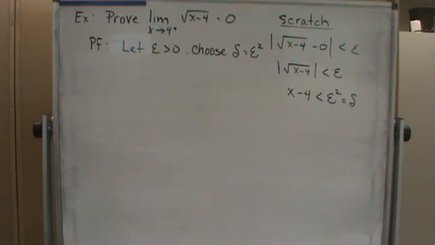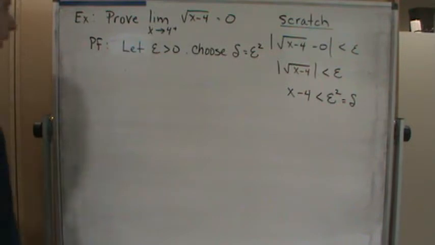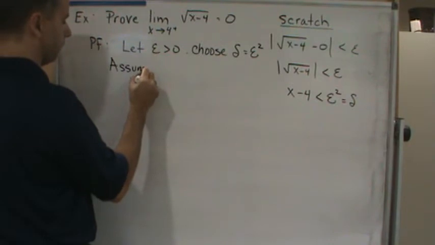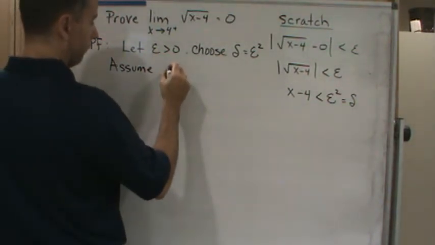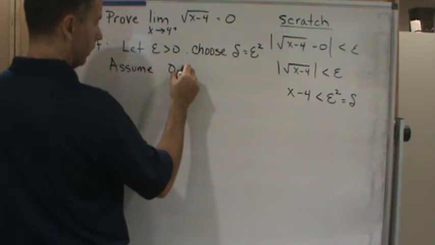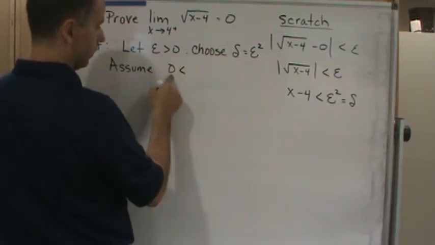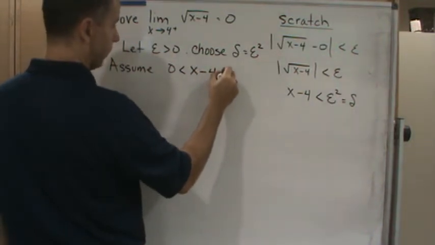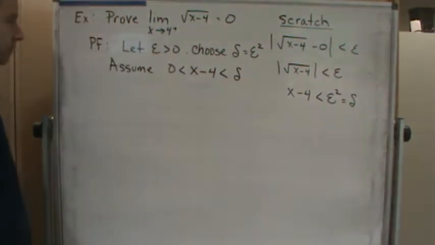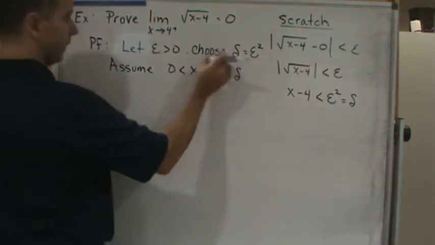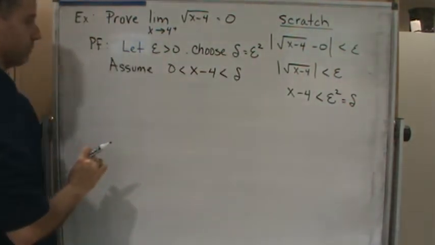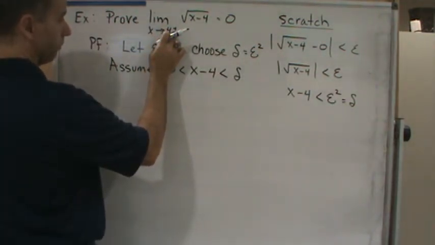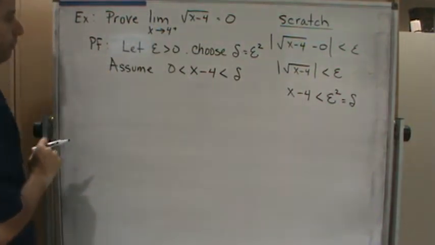And now we assume, right? So now, assume 0 is less than, since it's positive, we're going to do 0 less than x minus 4 is less than delta. So remember, this is positive, delta is positive, and we're approaching from the right. Okay?